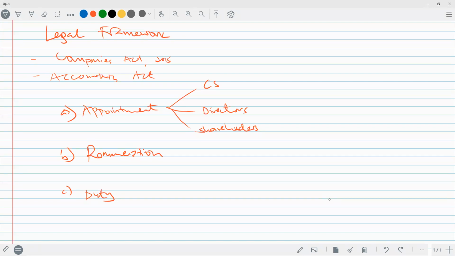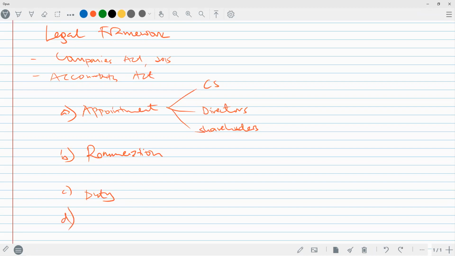Now, we were discussing the duties that you have as an auditor. One of the core duties I mentioned is forming an opinion on the set of the financial statements of the company. The other core duty you have is preparing a report on the directors' remuneration of the company. That was on the duties.